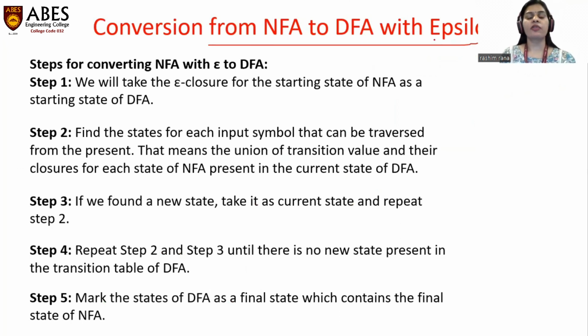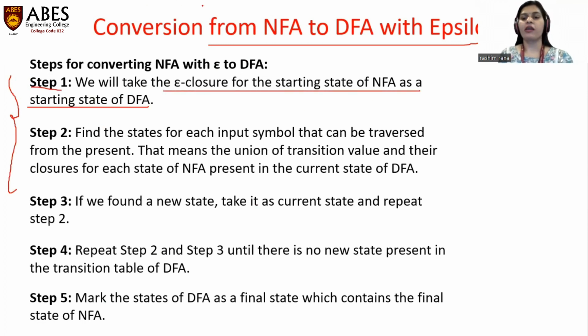For converting NFA to DFA with epsilon, we have to follow these steps. First step is we will take the epsilon closure of the starting state of NFA as the starting state of DFA. Now what is the epsilon closure? If we have state 1 and this is our state 2, this is the arrow, there is a path. On that arrow, if we have this epsilon symbol, so we have epsilon closure for state 1. From state 1 to state 2, we go through this epsilon move. This is the epsilon closure of 1.